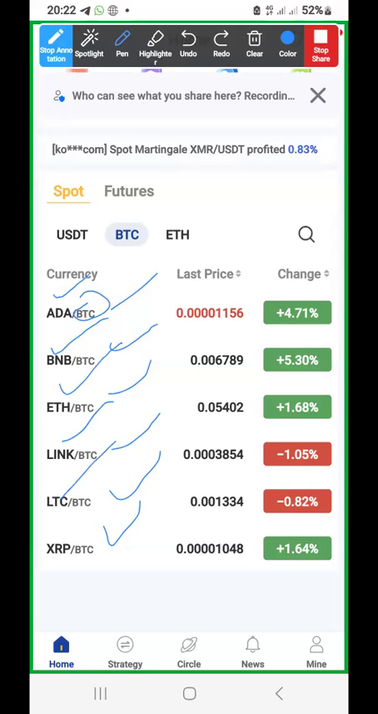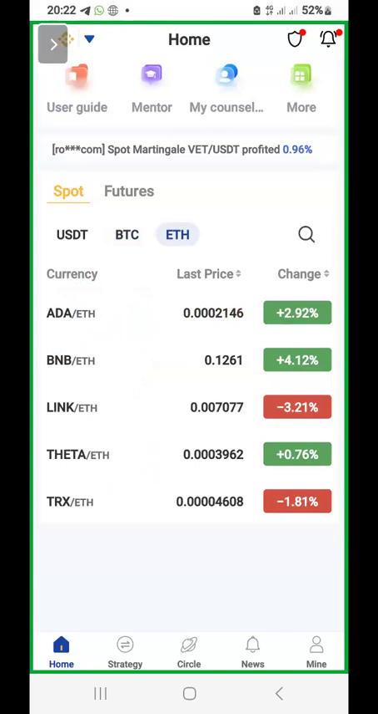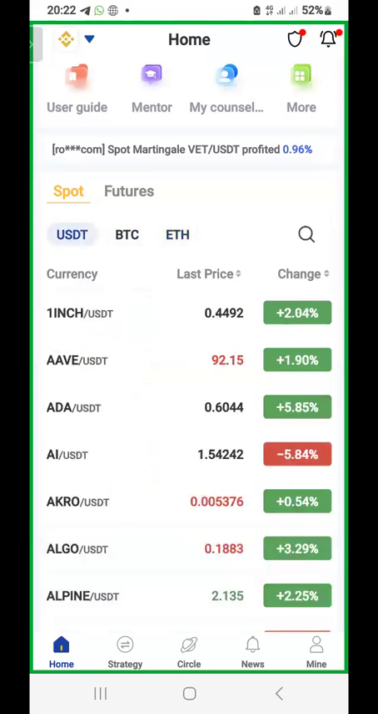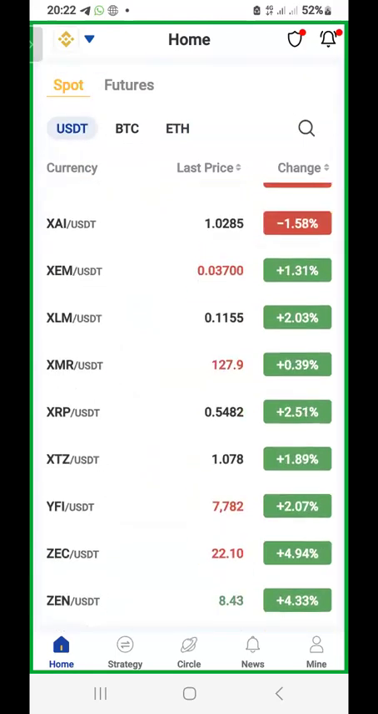How about in the Ethereum market? How many pairs? There are only 5. Only 5 pairs. So meaning, if the market is not okay for these 5, you just have to relax and wait until there is an opportunity to buy. But in the USDT market, if one is not okay, go to the next. One is not okay, go to the next. And you can trade as many coins as possible.